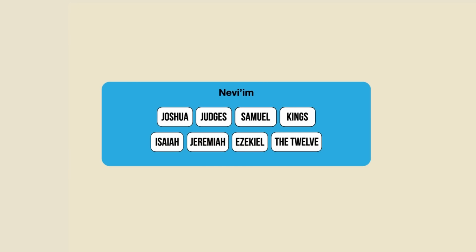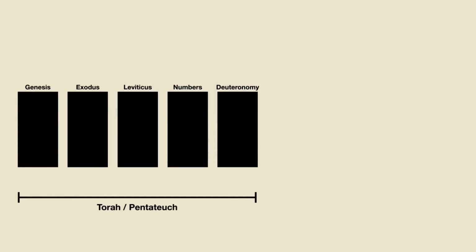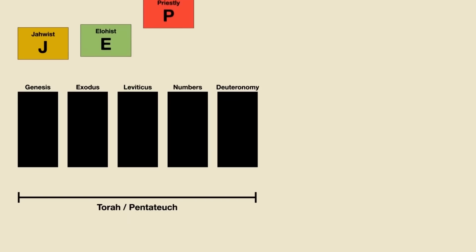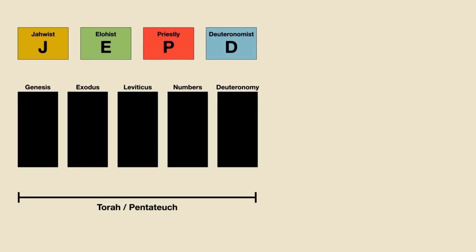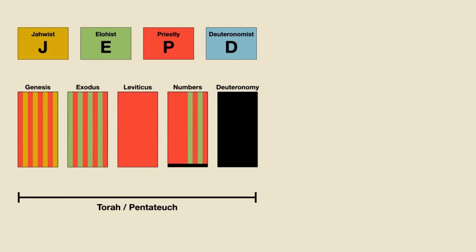To explain, let's quickly review what we learned about the Torah in episode 1. Although there are several different theories and the details are still being worked out, most scholars today believe that the Torah was pieced together from the work of 4 different authors, or schools of authors. These are labeled J, E, P, and D. Genesis is primarily a mix of J and P. Exodus is mostly E and P. Leviticus is entirely P. Numbers is also P, with a little E near the end. And Deuteronomy is entirely D.